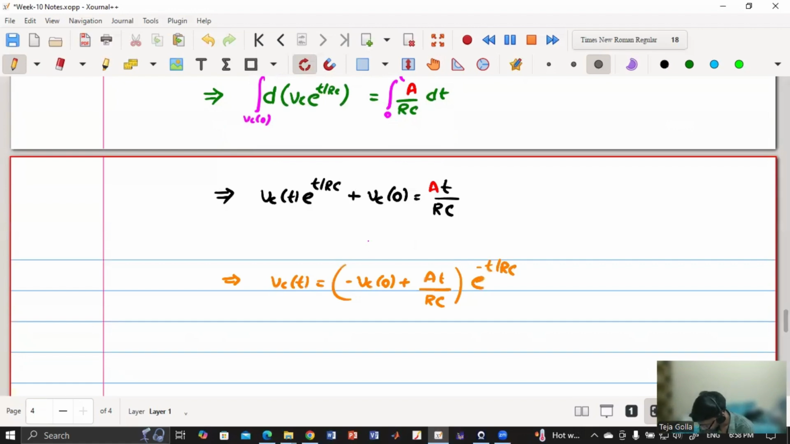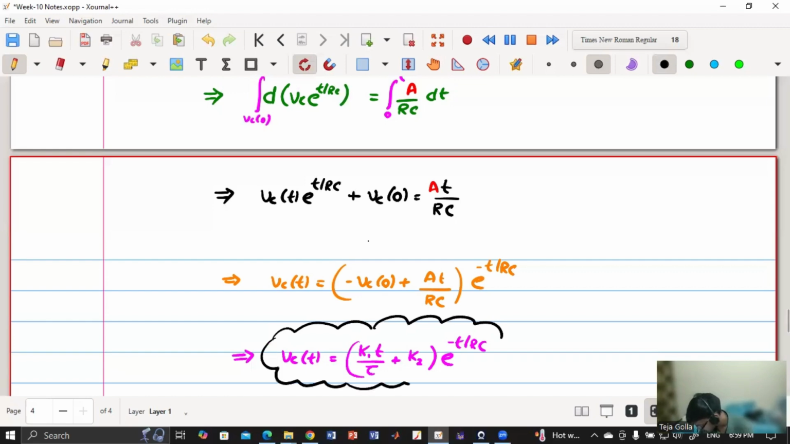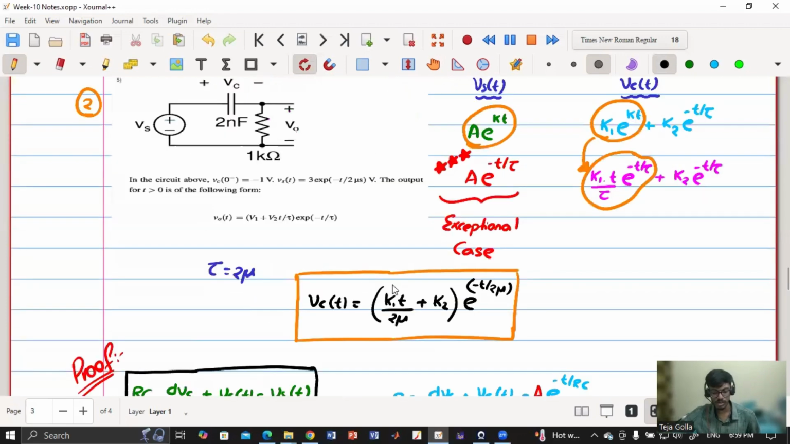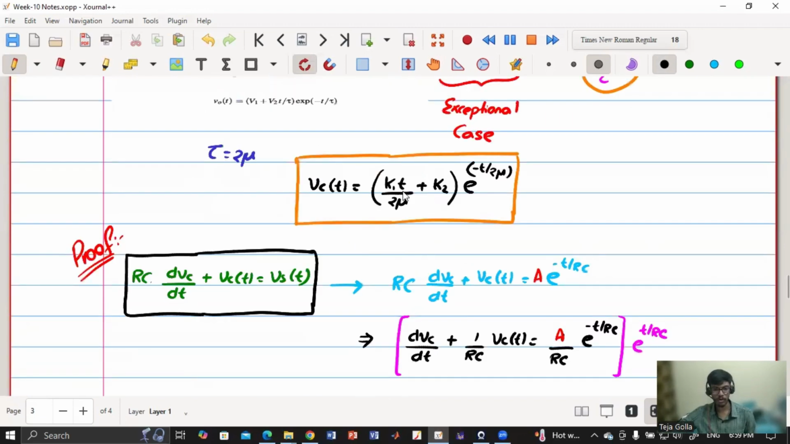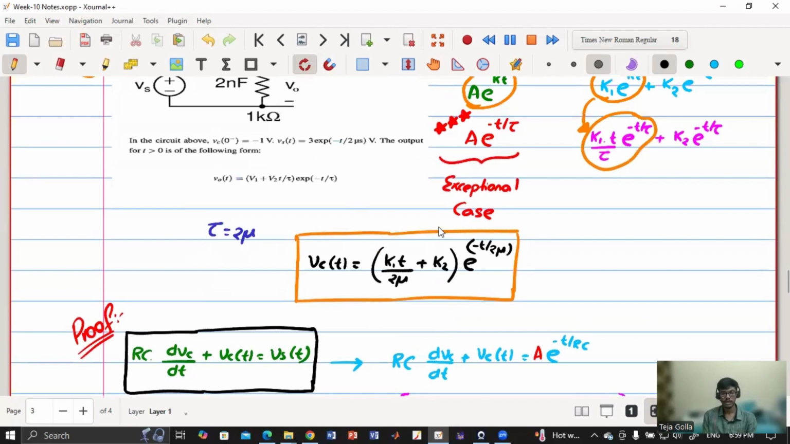Or I can also write this as a generalized expression. Vc of t is equal to some constant k1 into t by tau plus some constant k2 into e to the power minus t by rc. So this is what we are getting if we solve. But sir has not covered this in the theory part because I assume that it is not part of the syllabus. But sir has told that this is the solution, which is exactly what we are getting. Forget about the minus plus sign. We have generalized and put some constants k1 and k2. Clear?